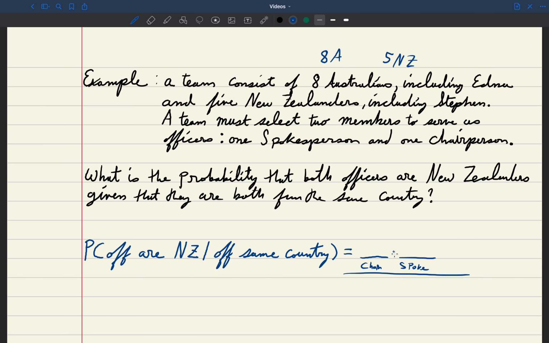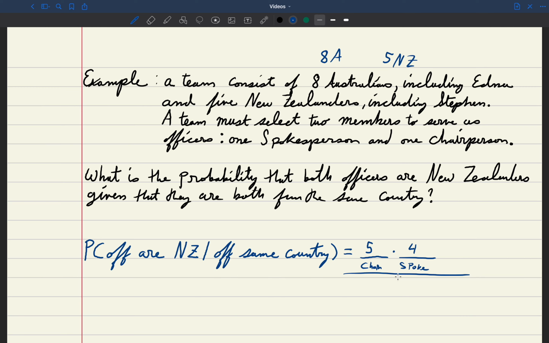For the numerator, it would be how many ways can they both be from New Zealand if they're from the same country? Well, that's redundant. If they're both from New Zealand, then they're both from the same country. So it's just how many ways can they be from New Zealand? That would be 5 times 4. There's 5 choices for the first one, someone sits down, so there's 4 choices for the second one. So that's 20 up top.